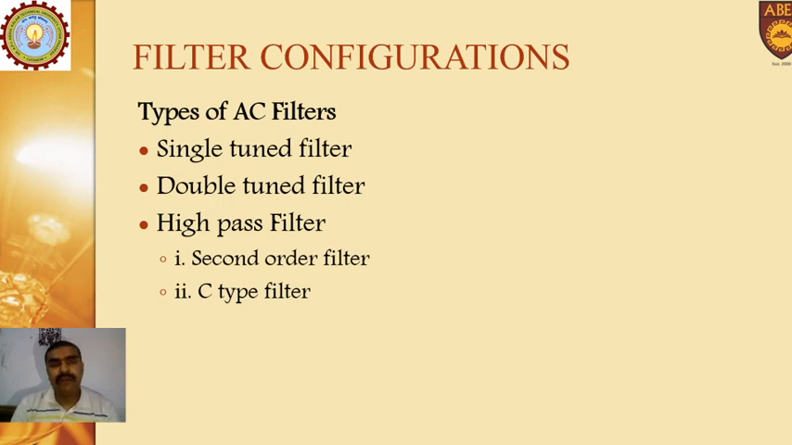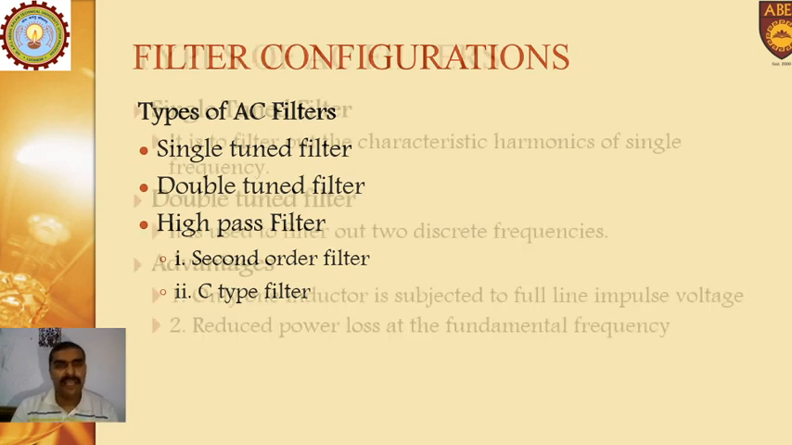Then the filter configuration. The types of AC filter are the single tuned filter, the double tuned filter, and then the high pass filter. And the high pass filter has two types, second order filter and C type filter.